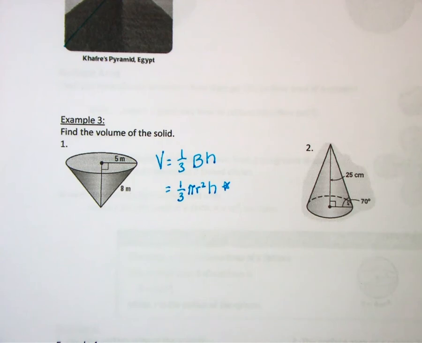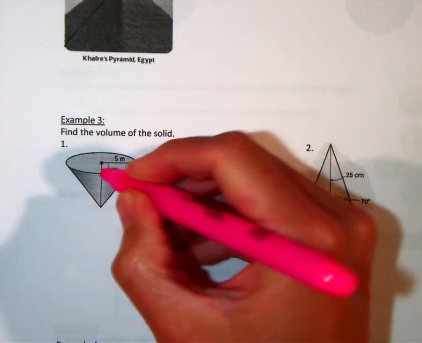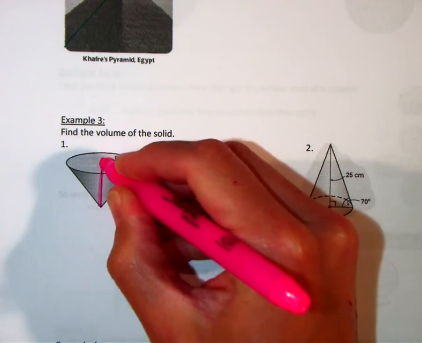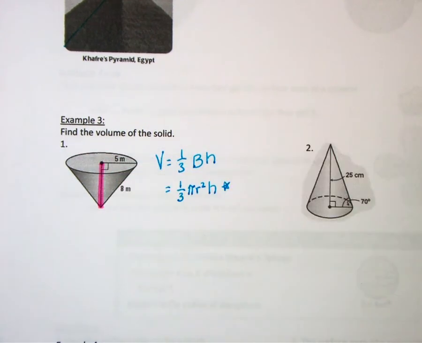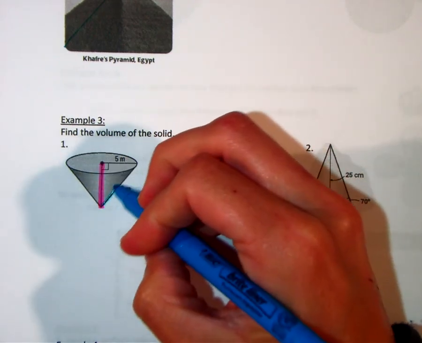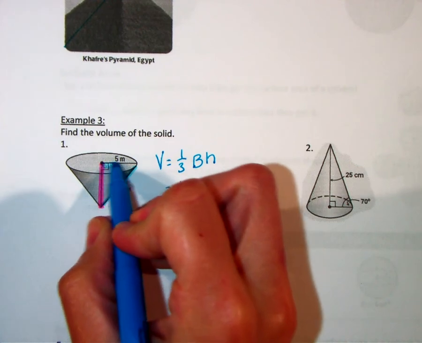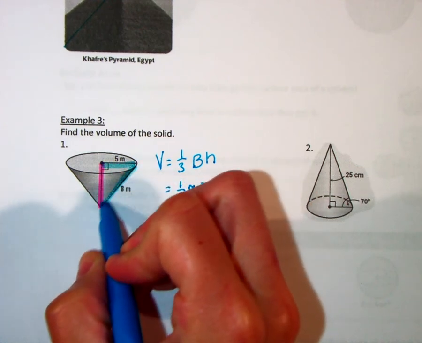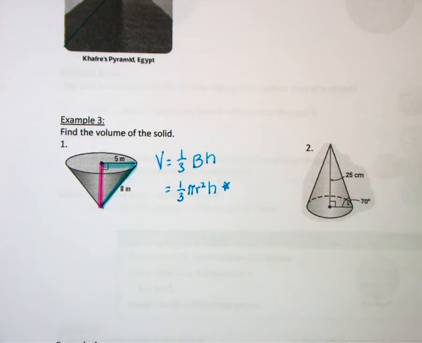This formula right here is written on your formula sheet. Okay, but that's where it comes from. So now the issue of the day is height, that is the number which we don't have. We have slant height. This slant height of 8 does make a right triangle with a radius of 5, but it is not the height. We actually have to go and find that height.